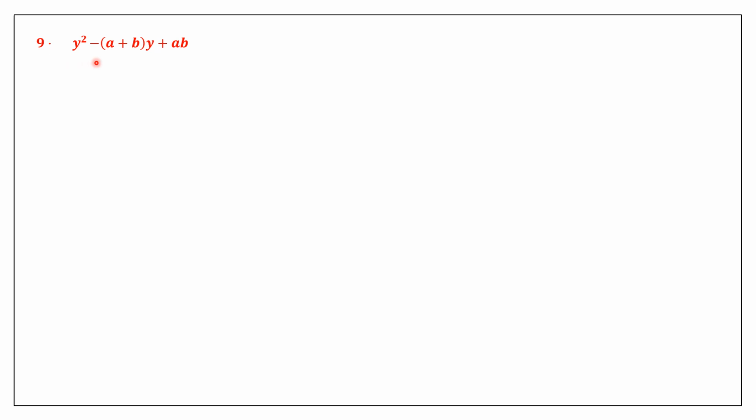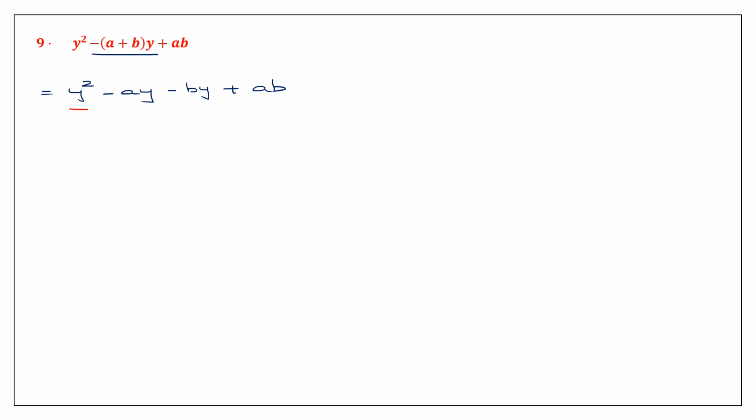Question 9, y square minus a plus b within brackets into y plus ab. Now to form our groups to get common factors, let's multiply this. So here the first term remains as it is, that is y square, minus a into y is minus ay, minus b into y is minus by. Now how did that become minus? Because when you open the brackets, minus into plus is minus. So this is minus b. Minus b into y is minus by. Then what is left is plus ab. Plus ab. Now we can form our groups.